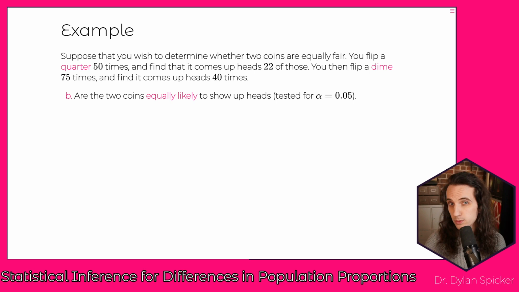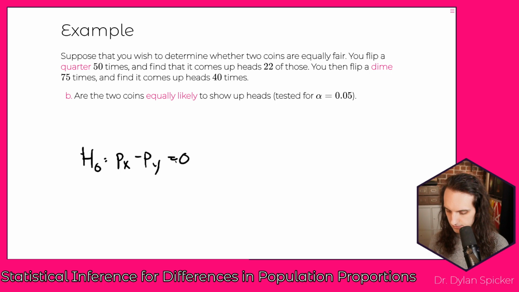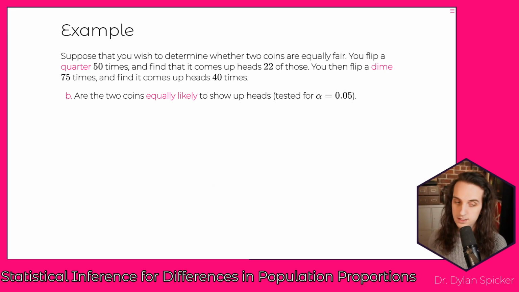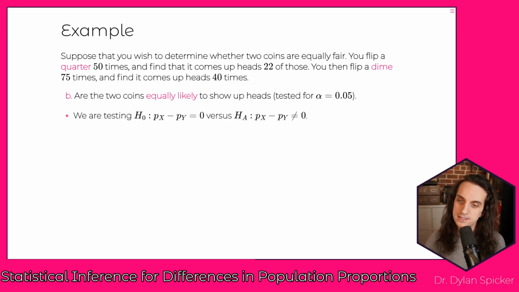For part B, are they equally likely to show up? So in this case, we now want to test whether the proportion is actually the same. So we'll test the null hypothesis that p_x minus p_y is equal to 0 versus the alternative that p_x minus p_y is not equal to 0, right? All of the same information otherwise. We're still testing at alpha equals 0.05, and so that's where we're at.